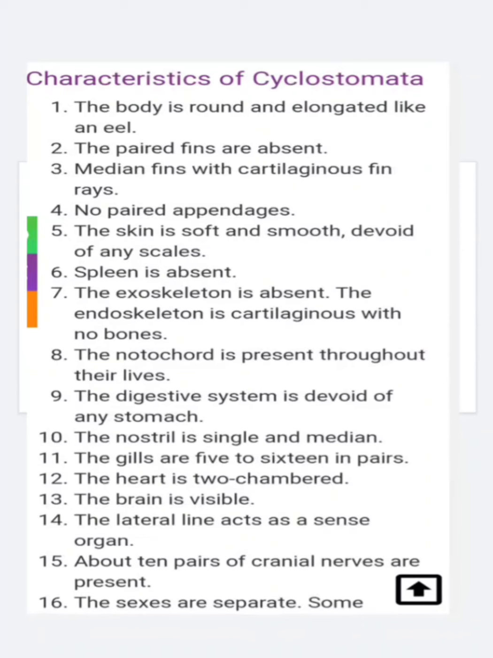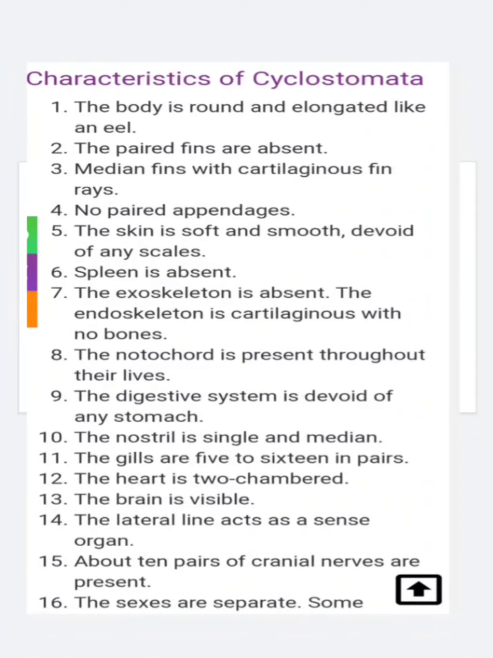Then coming to the brain, which is a distinct brain, and the dorsal nerve cord is present, and a lateral line system is well developed, which acts as a sense organ, and from the brain 8 to 10 pairs of cranial nerves arise. The nerves which arise from the brain are known as cranial nerves. In cyclostomes, some species consist of 8 pairs of cranial nerves, and some other species consist of 10 pairs of cranial nerves which arise from the brain.